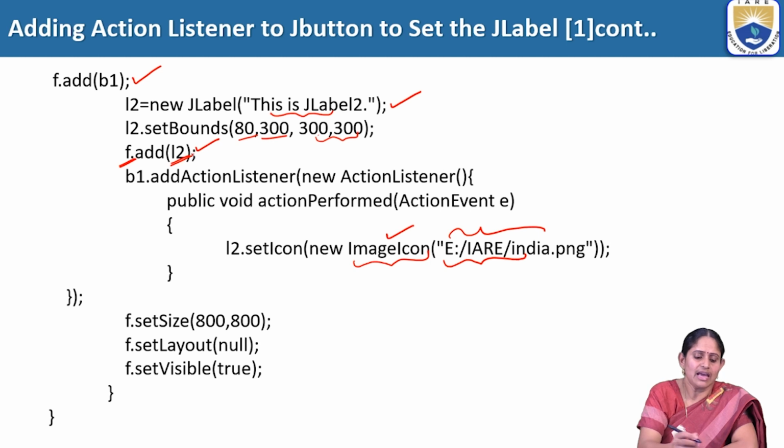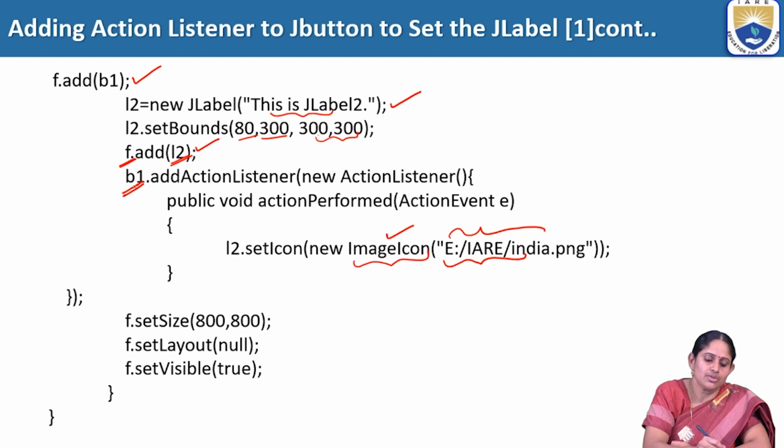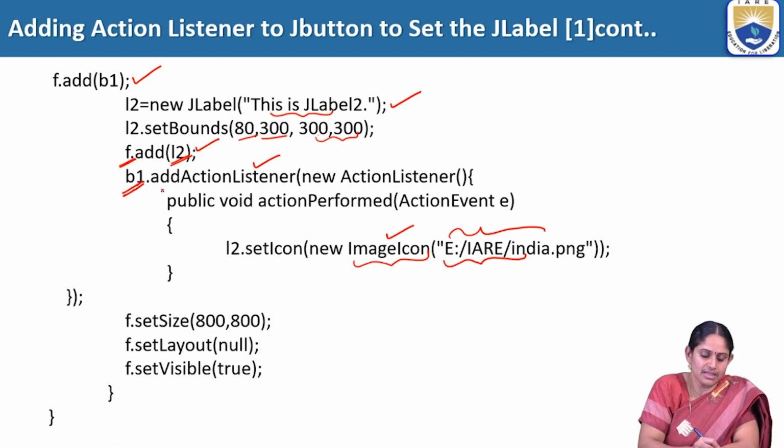Now we are adding an action listener event. We are adding an event listener to the button. First we have to register that event listener with that source. So our source here is the button. To that button, this action listener interface is registered by the method addActionListener. So here we are registering the particular event, action event, to this source button B1.